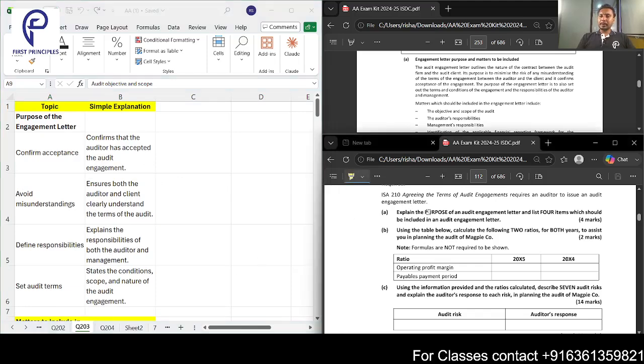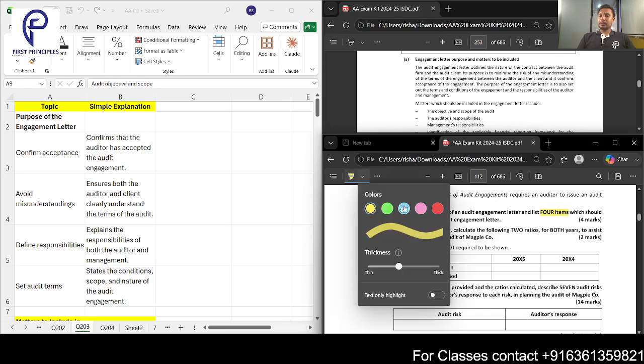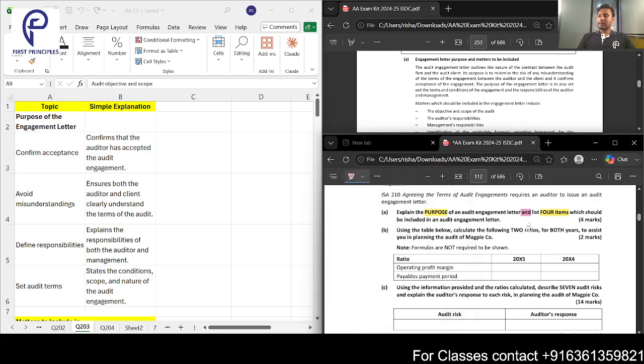So first I'll highlight the parts of the question. First we will write the purpose, and then we will write four items. That is the key thing. Whenever there's an "and" in the question, always remember that you have to answer for two parts. Always. If "and" is there, there are two parts to your question. So here also I've written two parts of the question, as you can understand.